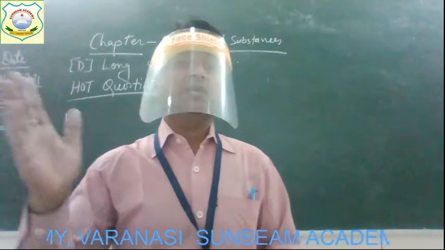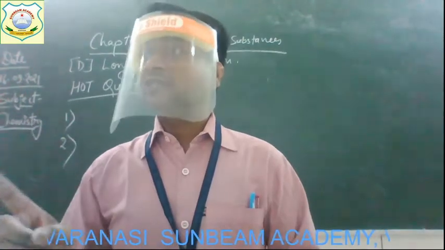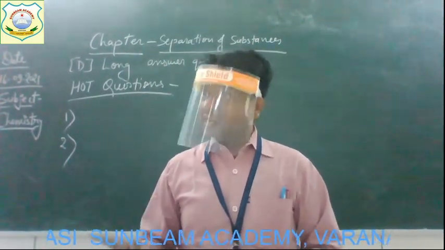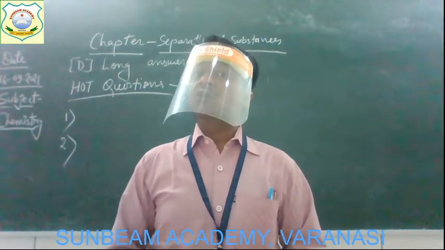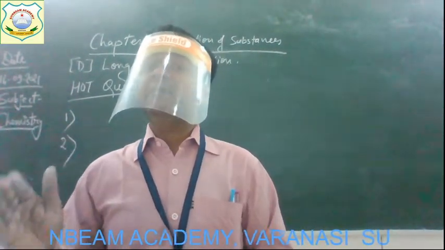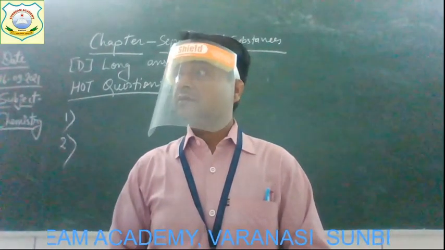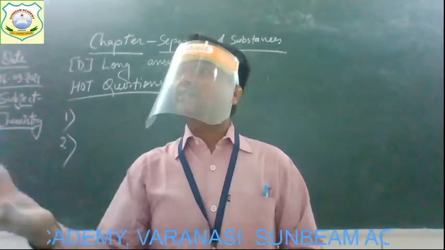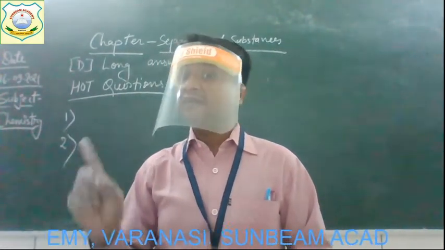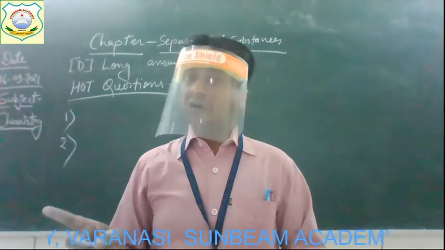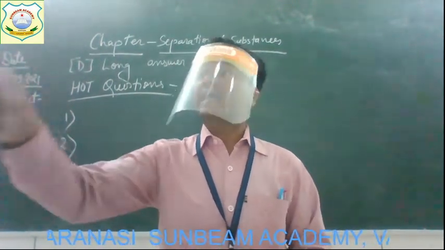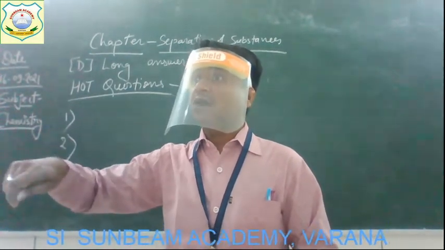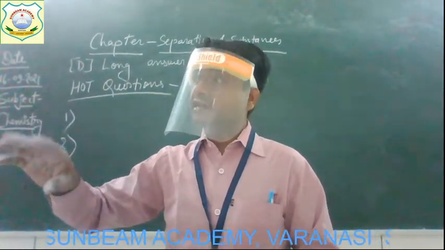So first of all, what will you do? You will filter the mixture with filter paper, and the residue on the filter paper will be a mixture of sand and iron, because all the water will move through the filter paper. So what will be left on the filter paper? Only iron and sand. Alright. Now use a magnet and roll that magnet in the mixture. What will happen? All the iron gets stuck to the magnet.